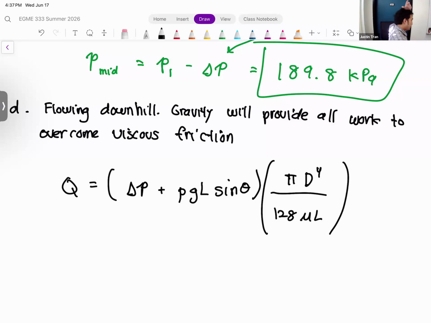So for part D specifically, it tells us that our pressure drop is 0. And so let's go ahead and cancel that out. If we cancel out that delta P, then all we're left with is the product of rho times g times L times sine theta times pi d to the fourth divided by 128 mu times L. And all we're going to do is solve this expression here for theta.